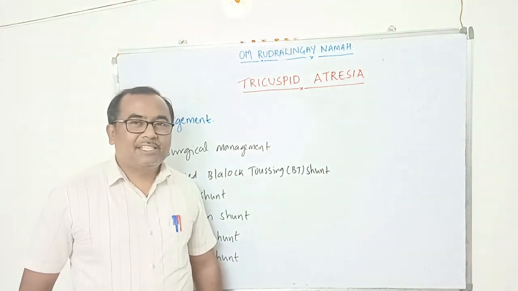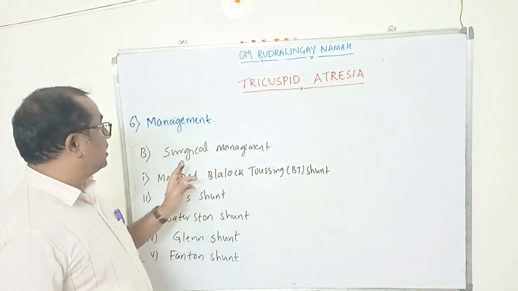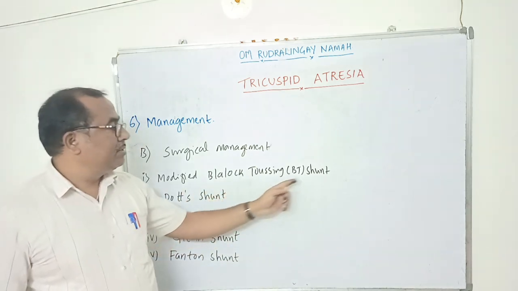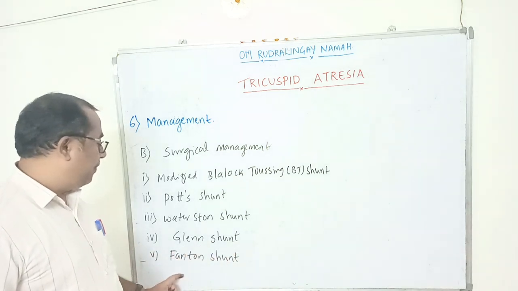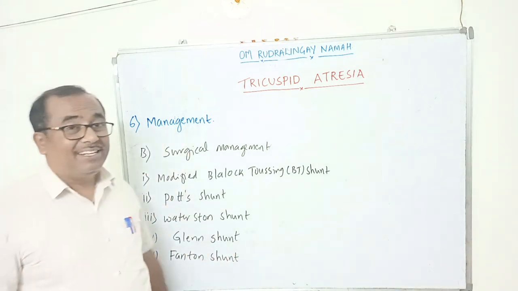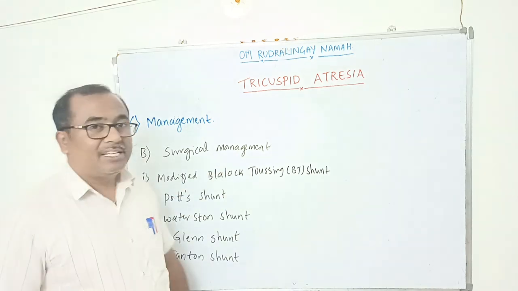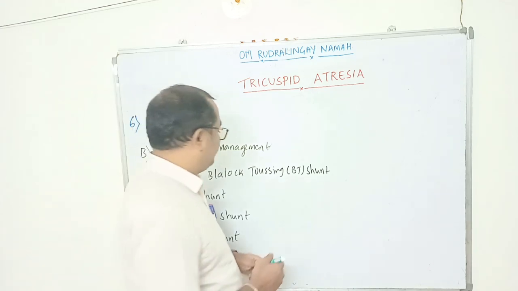So now let us discuss about the surgical management of tricuspid atresia. So surgical management consists of surgical procedures that are modified Blalock Taussig shunt, Potts shunt, Waterston shunt, Glenn shunt and Fontan shunt. So these are the shunts we are using in case of a tricuspid atresia. So let us discuss one by one. So that is modified Blalock Taussig shunt.